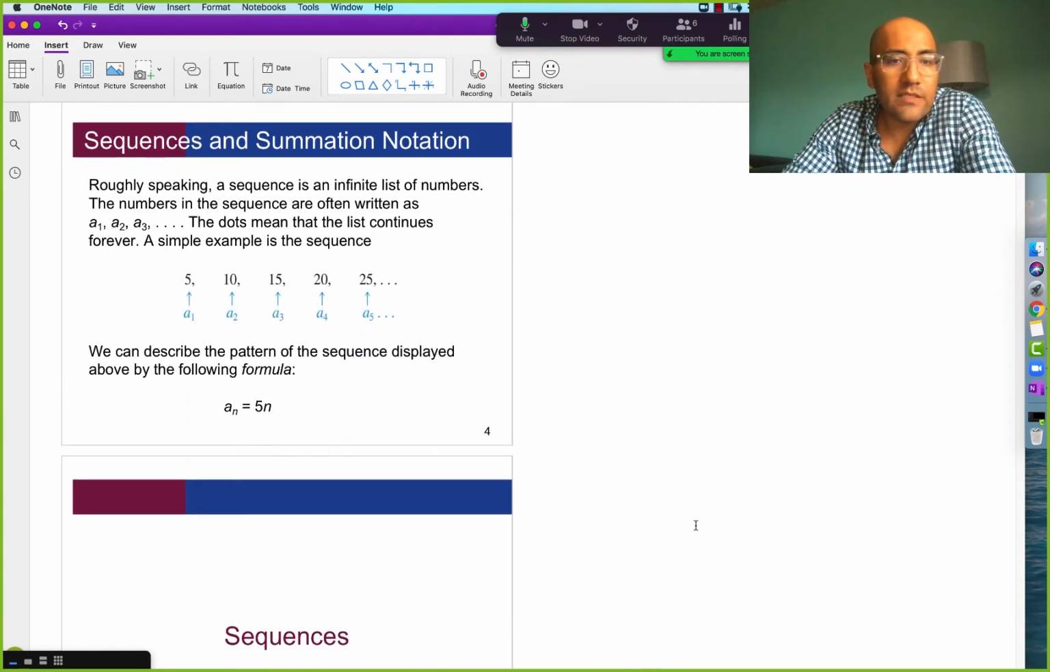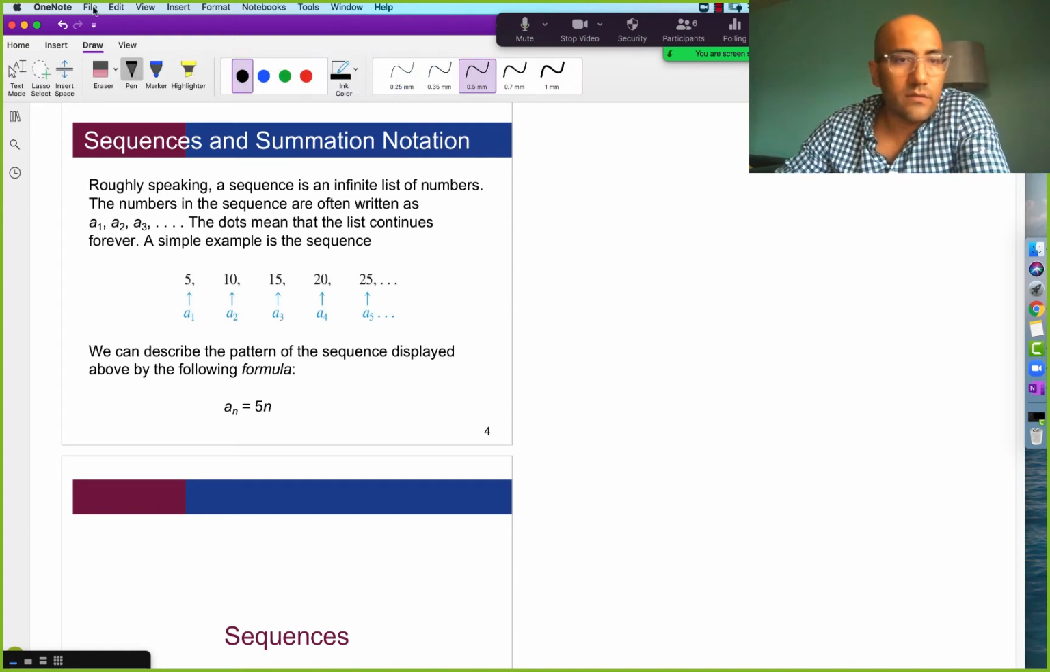So roughly speaking, a sequence is an infinite list of numbers. The numbers in the sequence are often written as a sub 1, a sub 2, a sub 3. The dots mean that the list continues forever. Let's look at some examples. For example, it could be the numbers 5, 10, 15, 20, 25. So clearly we're adding 5 every time.